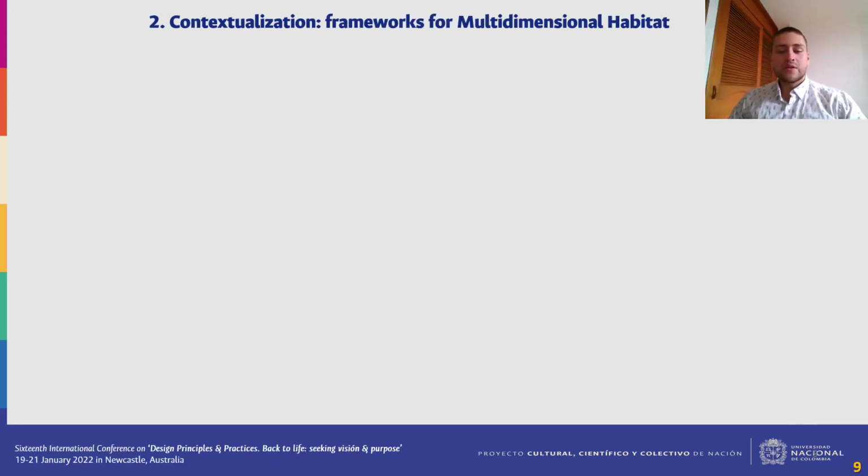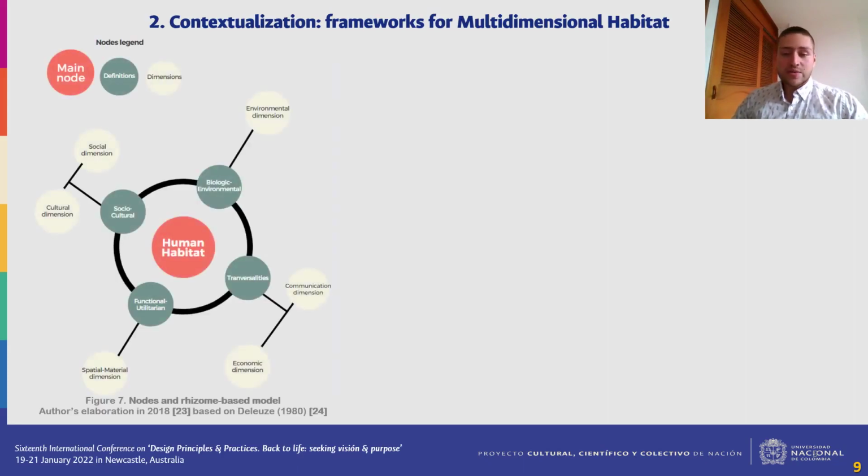As you remember, the second frameworks in the section of contextualization were the multidimensional frameworks for habitat. The first development was made in 2018 by our team, and here we have a nodes and rhizome based model from the rhizomatic model of Deleuze and Guattari. We have the human habitat at the center, and then some spheres and nodes that represent the different language definitions of habitat. We have the biologic environmental acception, that is the ecological one that we have presented to you. We have the functional utilitarian acception that is related to the spatial and material dimension, the traditional approach from urban studies. And then we have the sociocultural acception, where the dimensions of cultural and social facts come in.